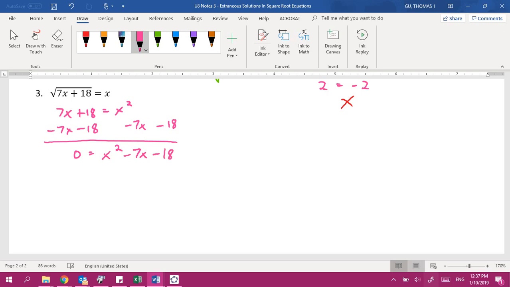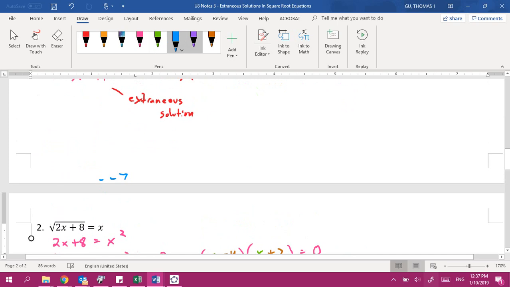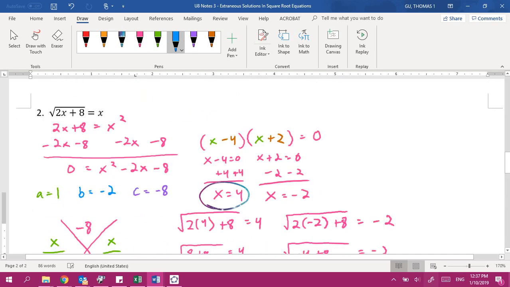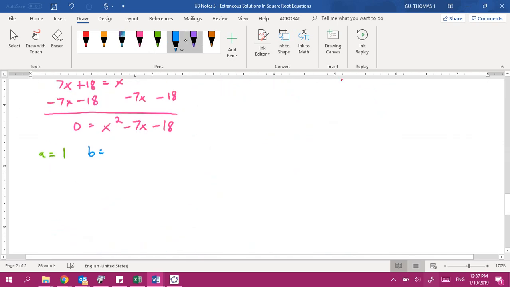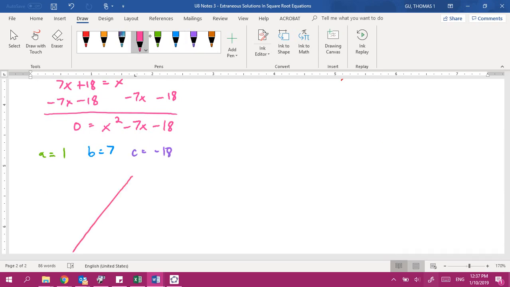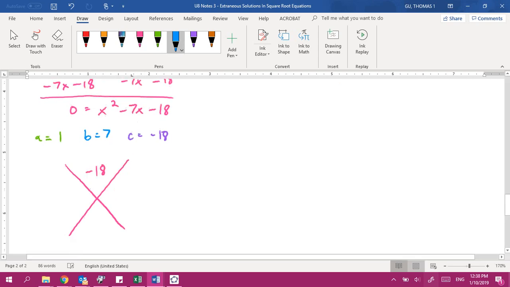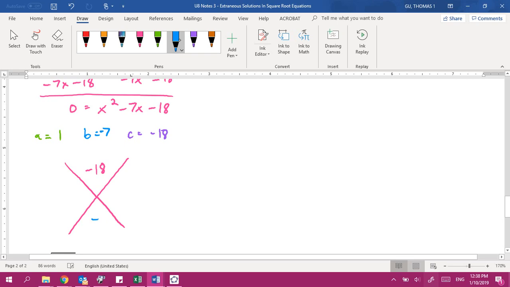That's right. Okay, so now we have it set equal to 0. We check for the GCF, the greatest common factor. Is there a GCF? No, because A is 1. So there's no GCF. So what is A here? 1. What is B? -7. And what is C? 18. So those are all the X box values. What goes in the top? -18. What goes in the bottom? -7. Whoops, -7.